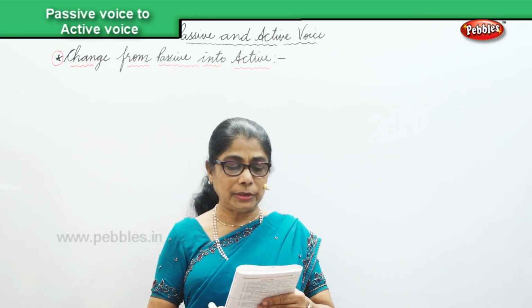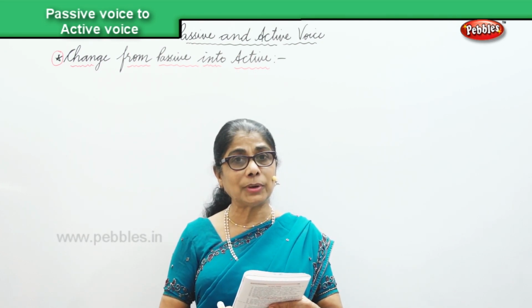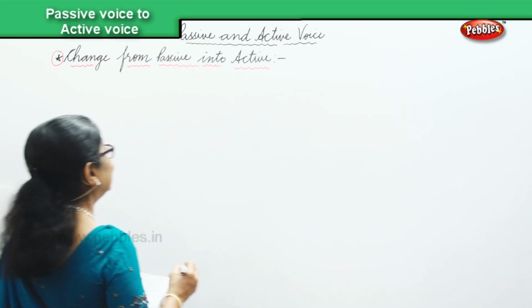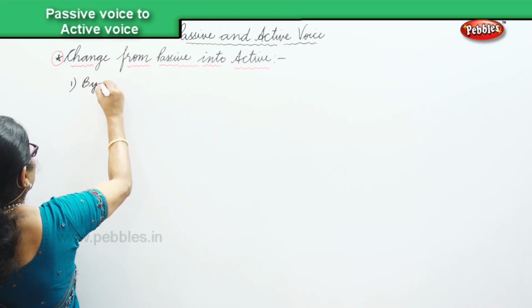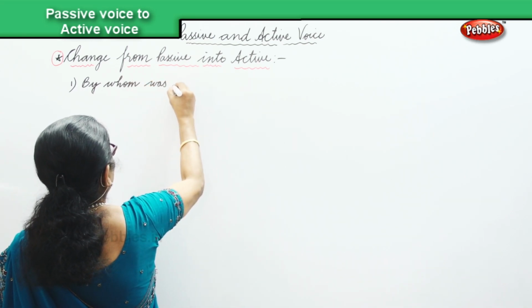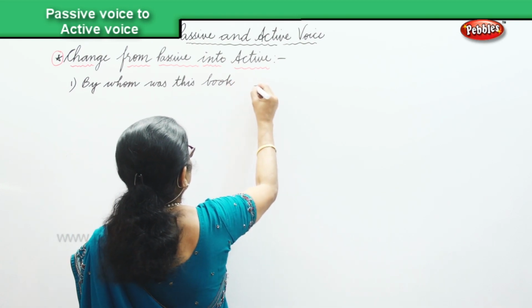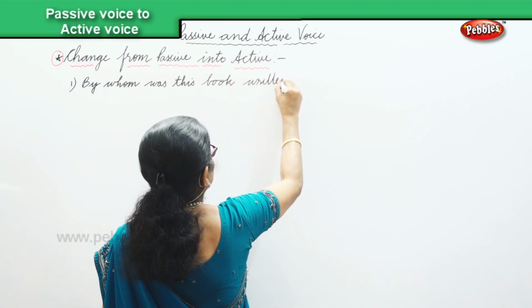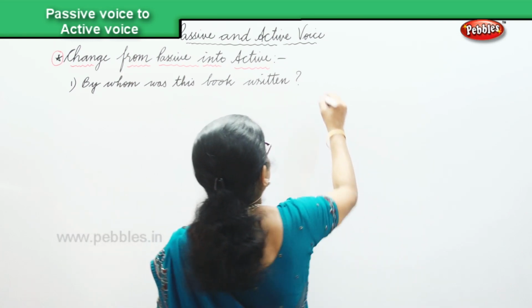Let's look at the first sentence I have here for you. Passive voice: By whom was this book written? That's the passive voice. And we're going to change it into active: Who wrote this book? Okay. So the first one is, by whom was this book written? And that's the passive voice.